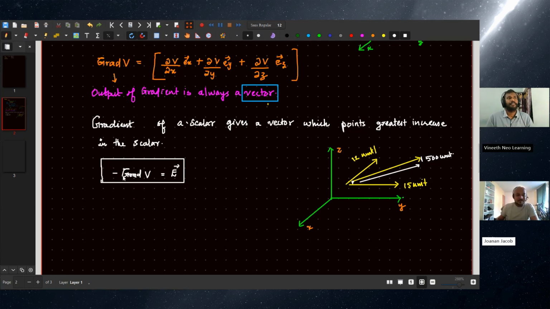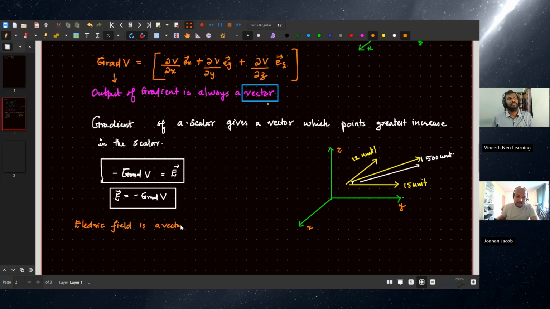I hope you understood. Okay, so electric field E is actually equal to negative gradient, which, what does it mean? It means that the electric field is a vector which points in the direction of greatest decrease of potential.